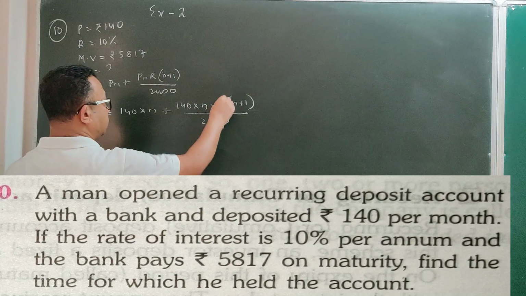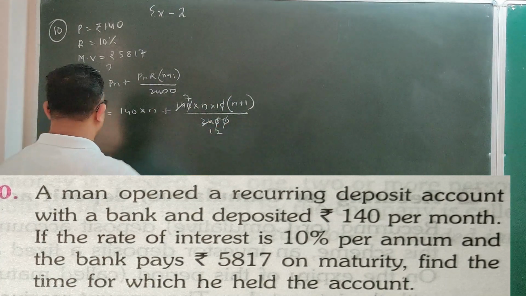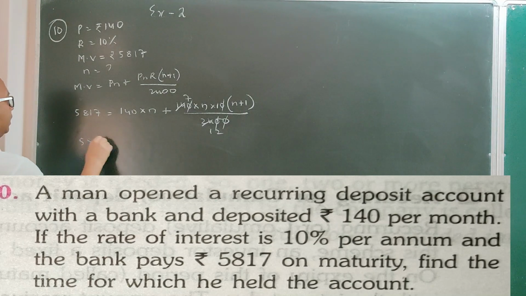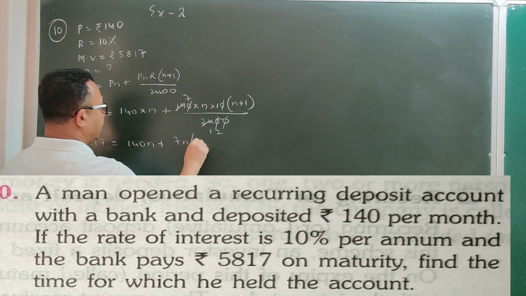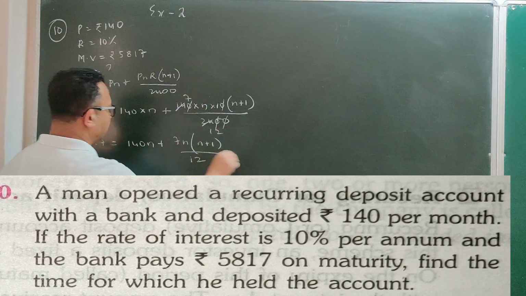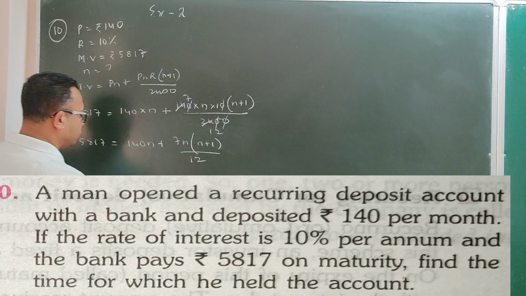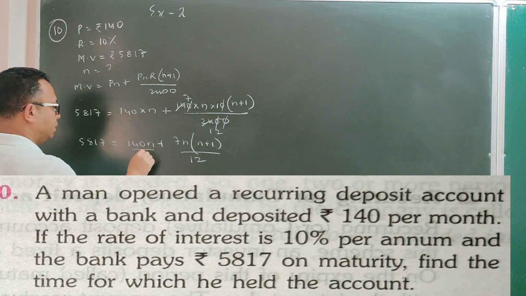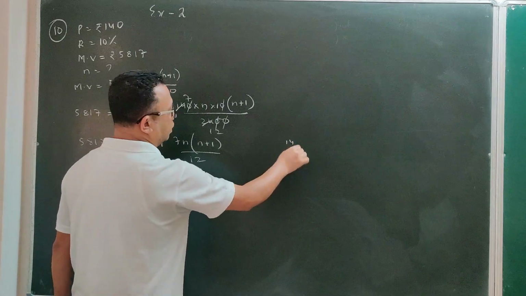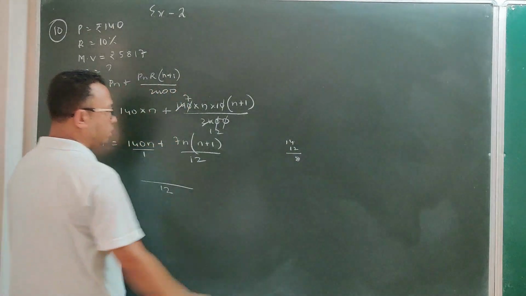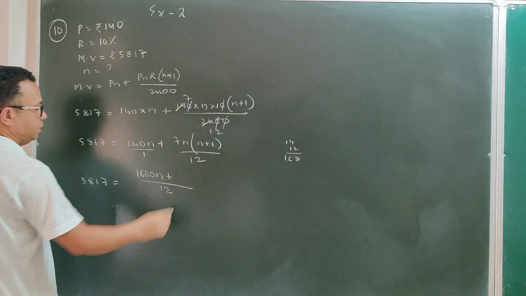So 0, 1 gone, another 0 is also gone. So this will be 7, this will be 12. Then we have 5817, that is 140n plus 7n, and inside n plus 1 over 12. So this is 5817 equal to, taking LCM as 12. Here 1 will go at 12, 12 is multiplying 14. So 14 into 12 is 168. So it is 1680n plus 12 is going 1.